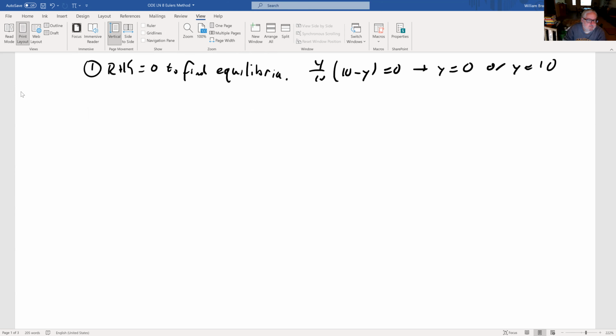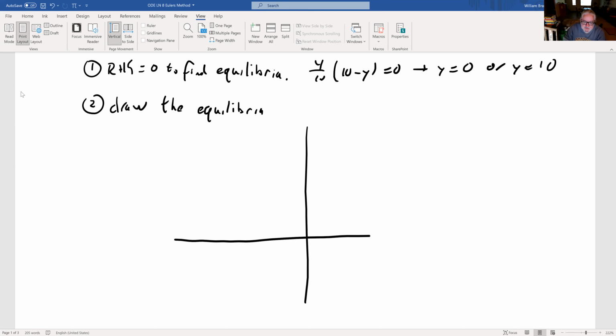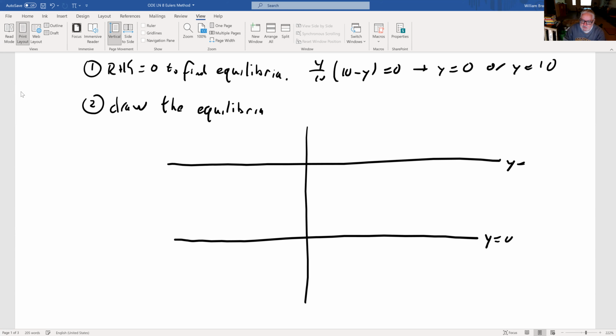Step 2, sketching a slope field. So we'll draw first off the equilibria. So y equals 0, this is one equilibrium here, and y equals 10 is the other one. So those are our equilibria. This is my t-axis, this is my y-axis.